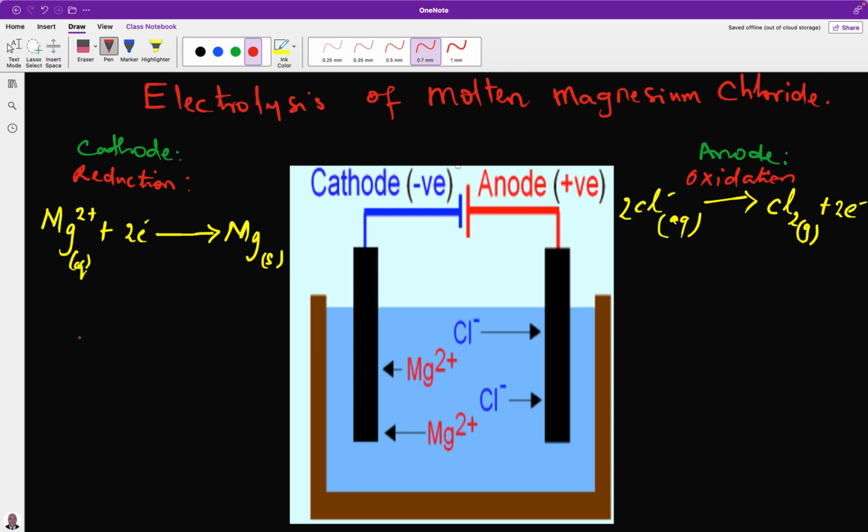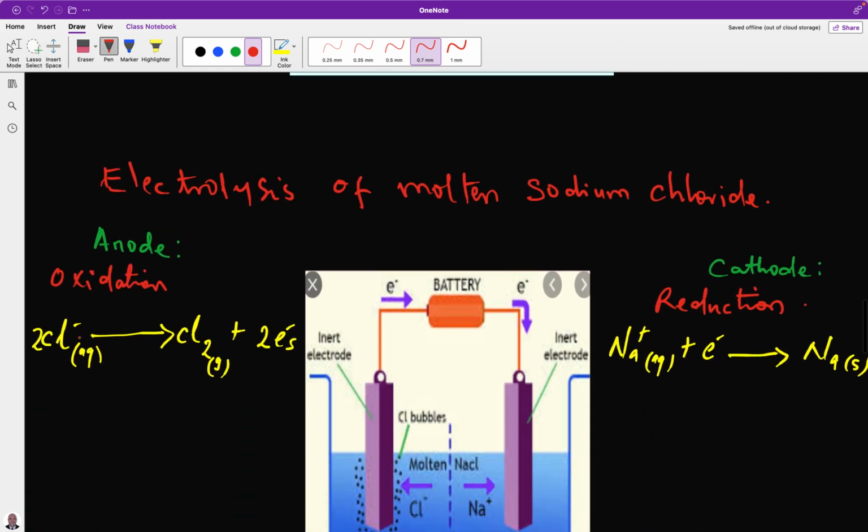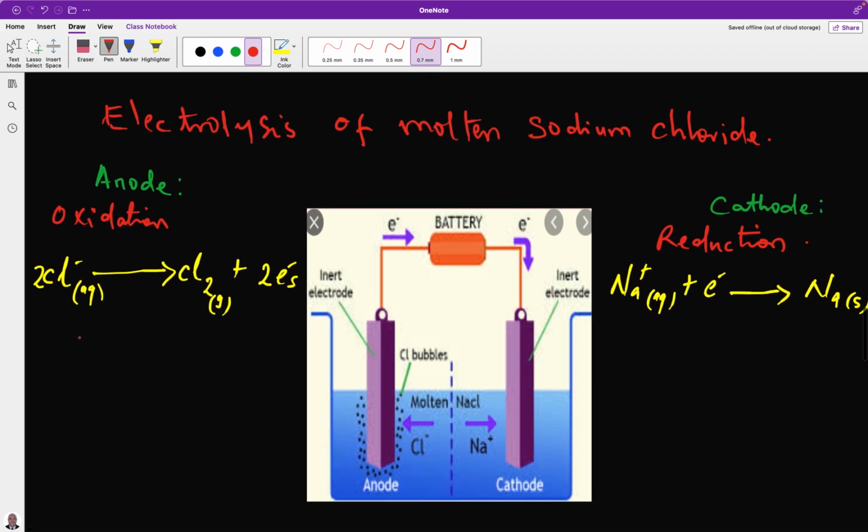At the cathode, the cations will get electrons and are reduced to the solid and are deposited at the cathode. Meanwhile, at the anode, the anions will lose electrons and are released as gas. For example, in the case of the chloride ion, chloride is released as chlorine gas. It went further to the electrolysis of molten sodium chloride, which is the same procedure as for magnesium chloride.